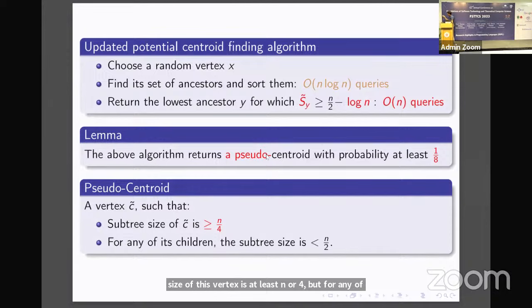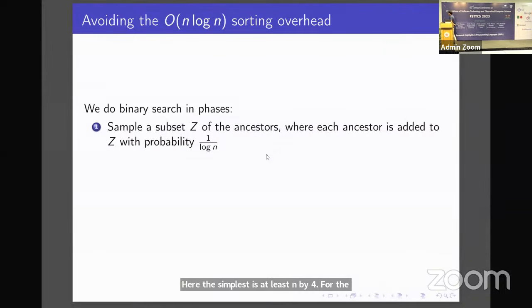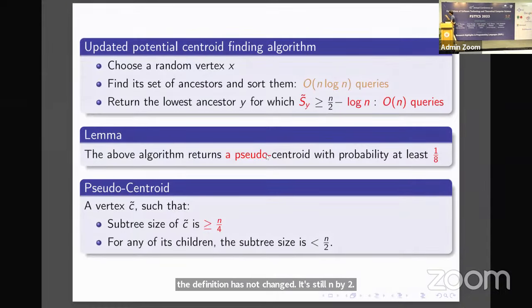So the only difference between the definition of a centroid and a pseudo-centroid is that the subtree size earlier was at least n by 2. Here, the subtree size is at least n by 4. For the children, the definition has not changed. It's still n by 2. So we get a pseudo-centroid with a high probability. That's what we are going to use.